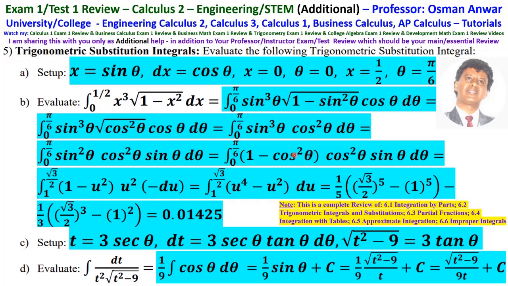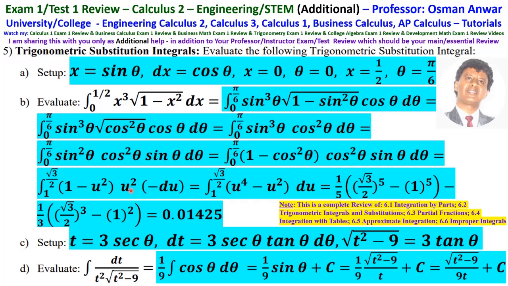Then we're going to call u equal to cosine theta. Then du is minus sine theta d theta. When it changes to u, the limits become u equals 1 to square root of 3 over 2, and we have 1 minus u squared times u squared times minus du.